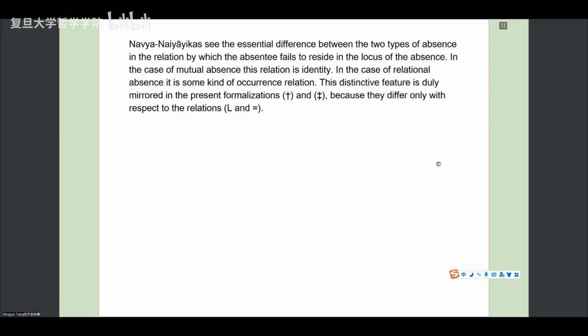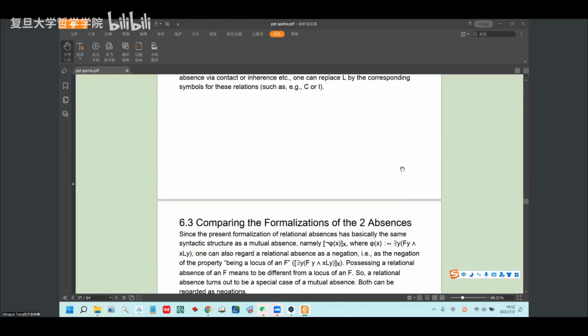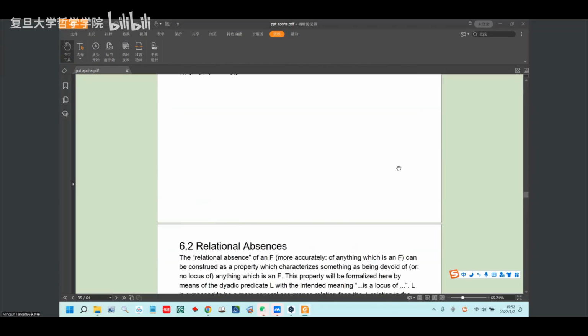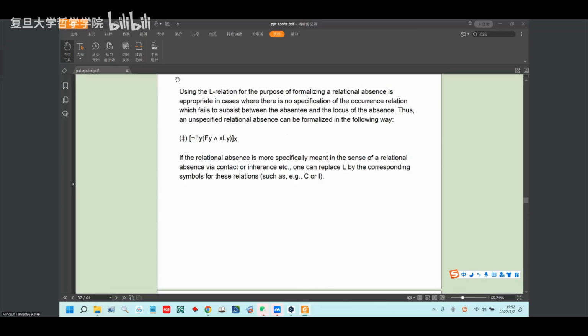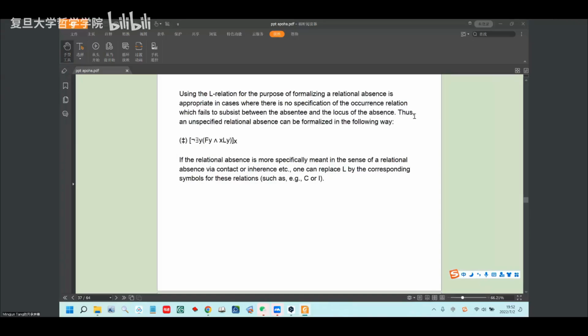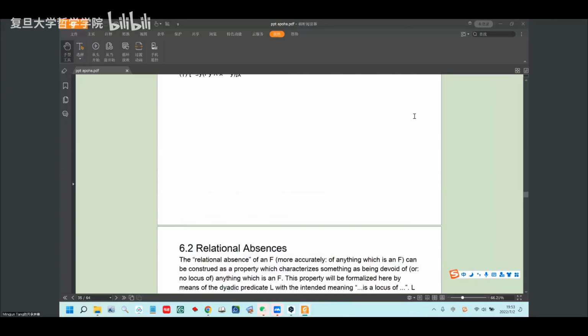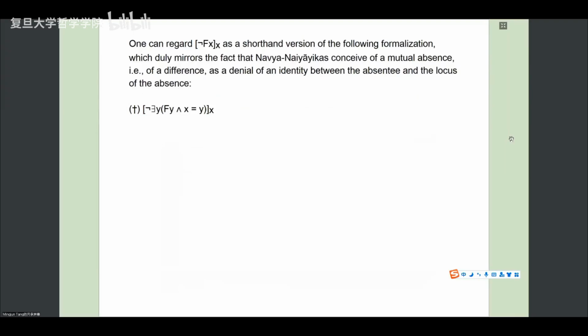If we go back to slide 37, this one, no, the one before. Yeah, this one. There we have the L relation. This is the formalization for relational absences. And then we go further back to slide 35. There you see, instead of L, the formalization for mutual absences. Instead of L, we have the identity. So that's what distinguishes the two.